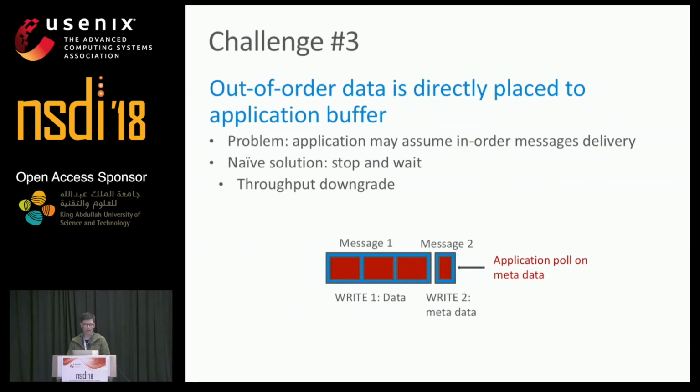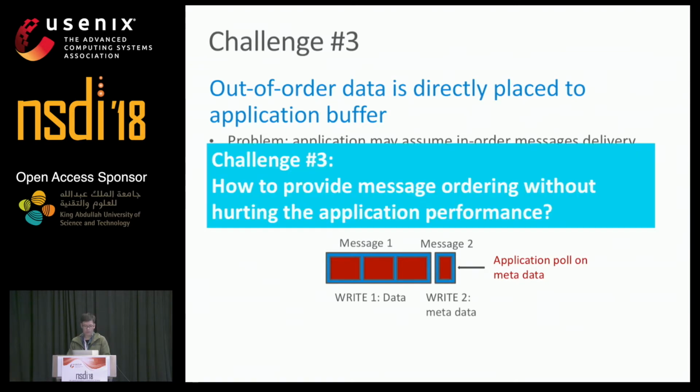So one naive solution is to perform stop and wait. After message 1 is sent out, we wait until all the ACKs of message 1 have arrived at the sender, then we send out message 2. However, this obviously will downgrade the throughput a lot. So this leads to our third challenge: how to provide message ordering without hurting the application performance.